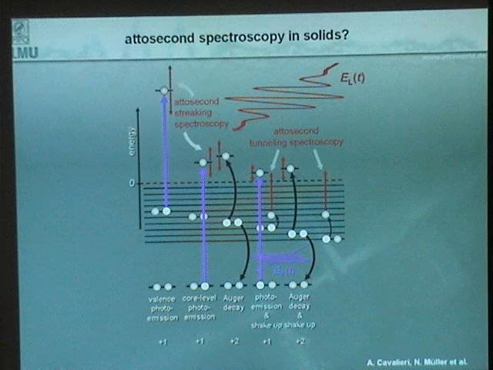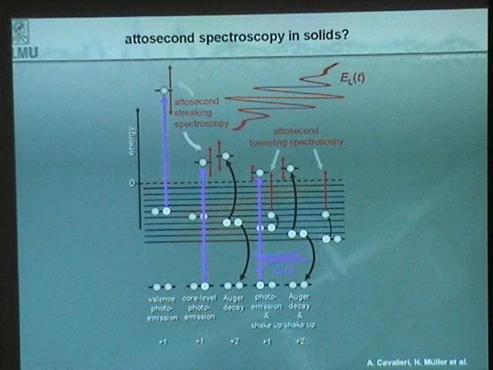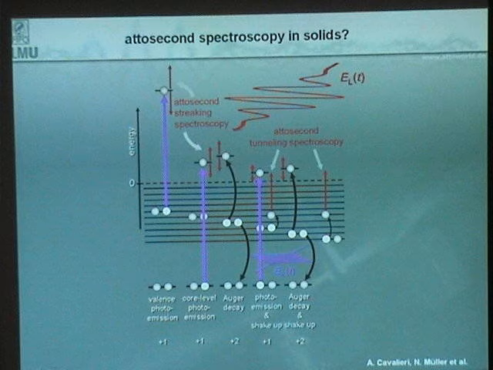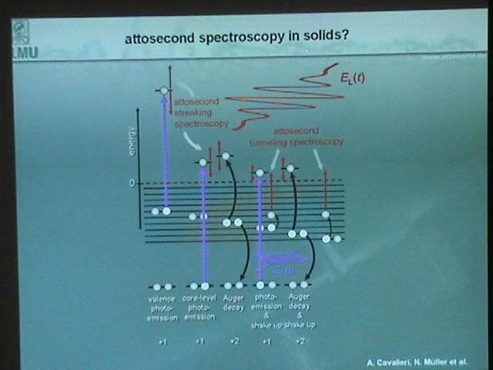Okay, now I guess my time is almost over, but let me just address this very last point very quickly. So far, all attosecond spectroscopic measurements have been realized in the gas phase on isolated systems. This prompts the question whether this technology might be extendable to solids. The motivation is very clear.